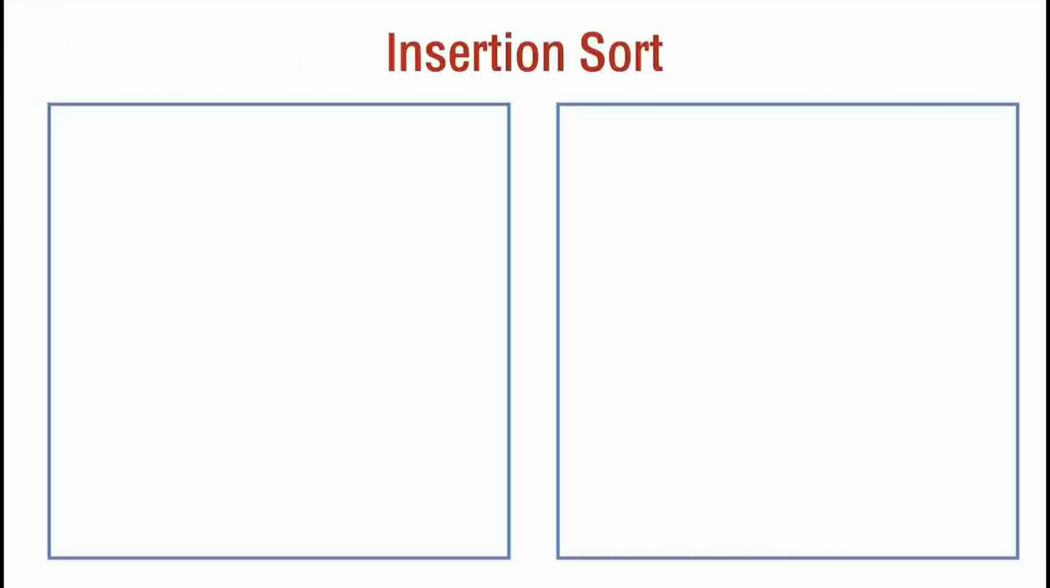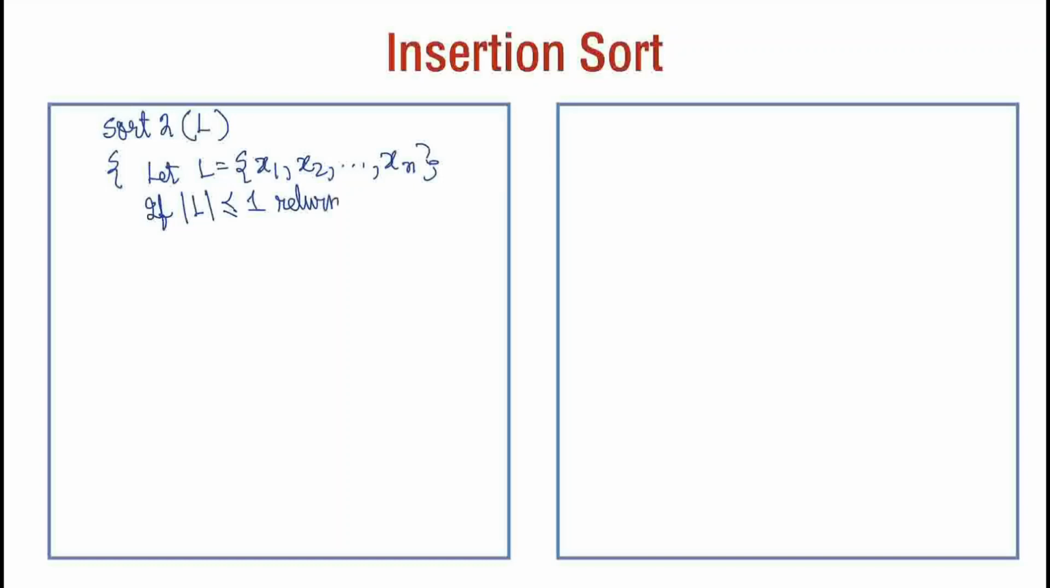We now move to a new definition, a different way in which we can do our sorting. So now we define a new sorting algorithm called sort to L. Here let L equal x1, x2 up to xn. Again our base condition, obviously, if L is less than or equal to 1, return L.